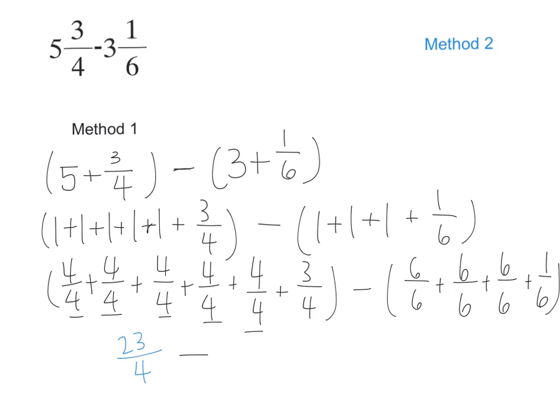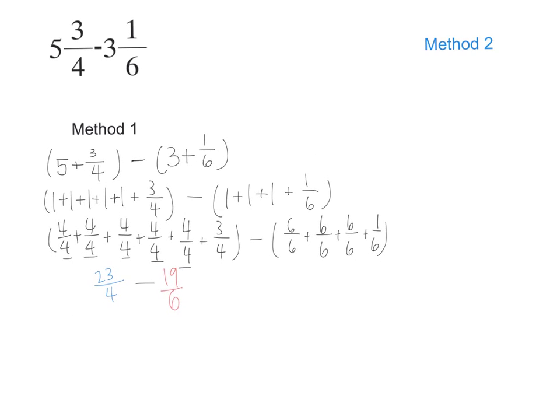And then over here I have 6/6 plus 6/6 plus 6/6 plus 1/6. So what's 6 plus 6 plus 6? 18. Plus 1? So how many sixths do I have altogether here? 19. 19/6. So now I've rewritten my mixed numbers 5 and 3/4 and 3 and 1/6 as improper fractions, 23/4 and 19/6. Now all I need to do is treat them like normal fractions and solve.